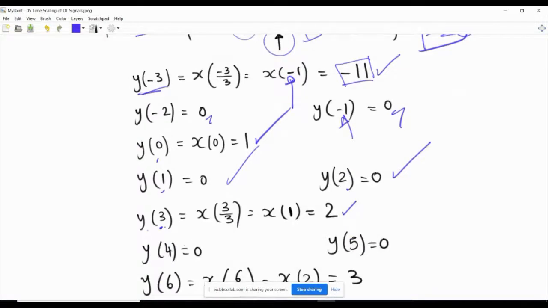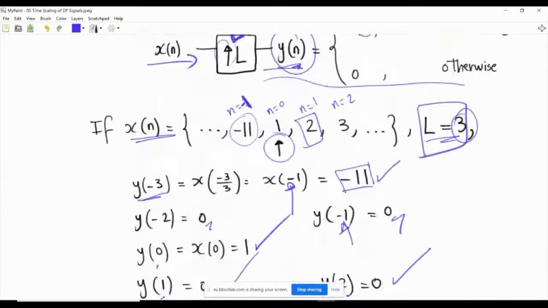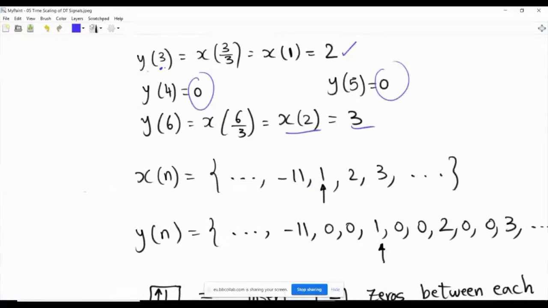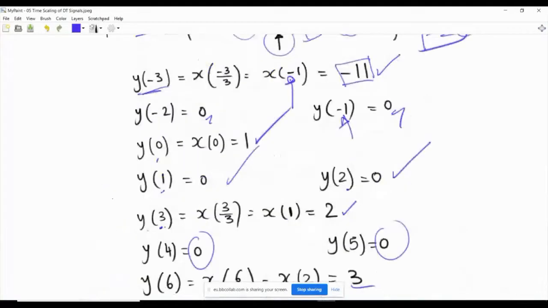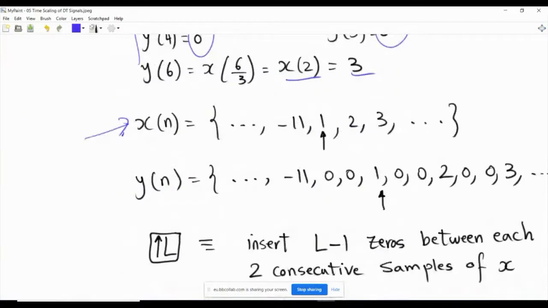What about y of 4? 4 is not divisible by 3, that's 0. 5 is not divisible by 3, that's 0. For y of 6, 6 is divisible by 3, so this is x of 2, which is equal to 3 according to this sequence. This is x of 2, it will be y of 6. Okay? So this is x of n. Now let's collect those results here and write down our new sequence, y of n. This is y of 0, y of 1, y of 2, 3, 4, and so on.